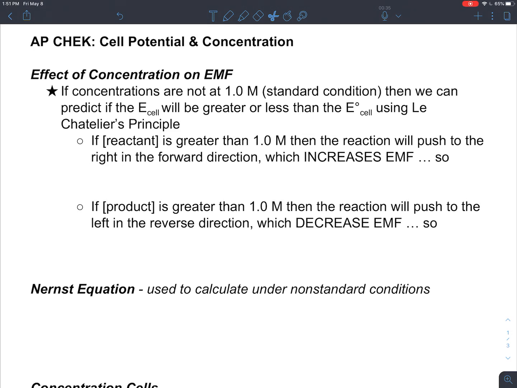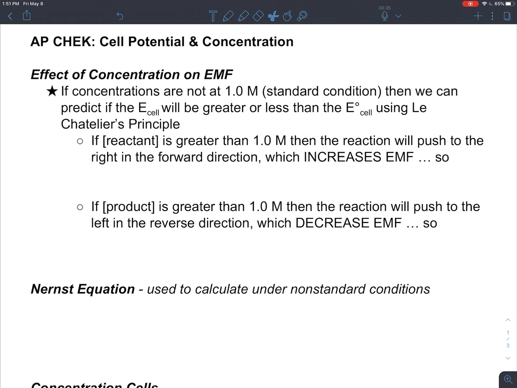Welcome to this AP check on cell potential and concentration. So we've looked at cell potential under standard conditions. Now we're going to look at it under non-standard conditions. So what happens if we change the concentration to no longer be 1.0 molar? We can take a look at that using the context of Le Chatelier's principle.